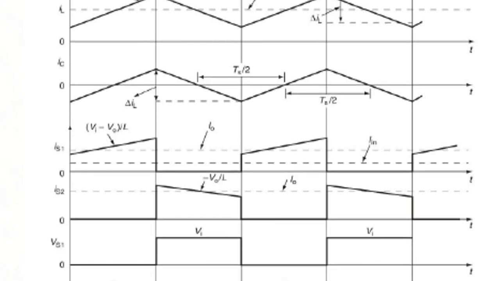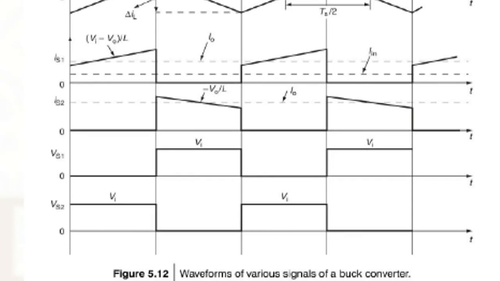And the waveforms are voltage across the inductor, represented as VL. Current through the inductor represented as IL. Then the current through the capacitor represented as IC. Then the input current through the switches S1 and S2. Voltages across the switch S1 and S2. So these are the different waveforms represented here in this figure.